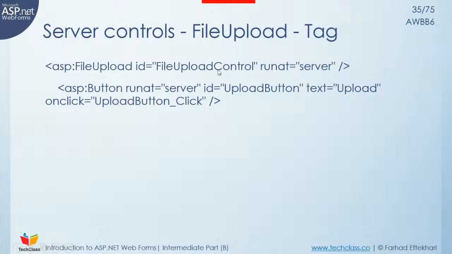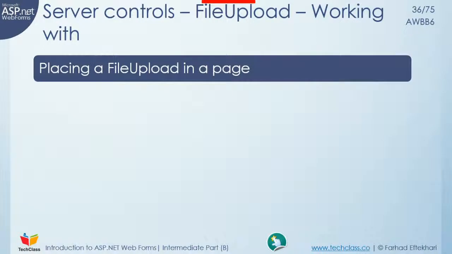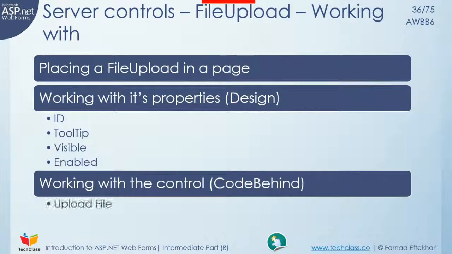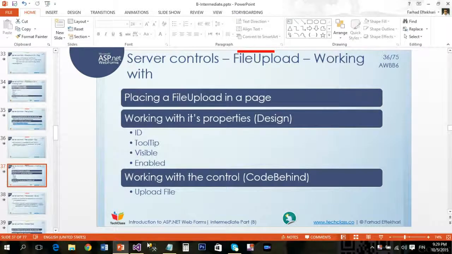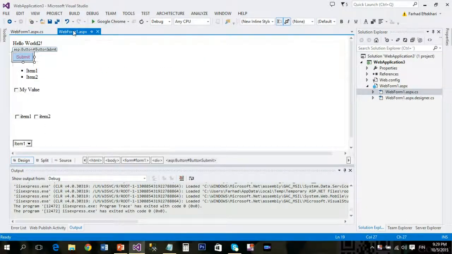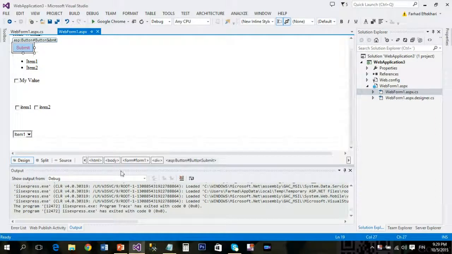We can have an ID for this file upload, and then we also have to add one button, so that when we select a file and then click on this button, the file is uploaded to our server. So we're going to place a file upload in a page, work with its properties, and see how we can upload a file. First of all, let's add one file upload server control here.